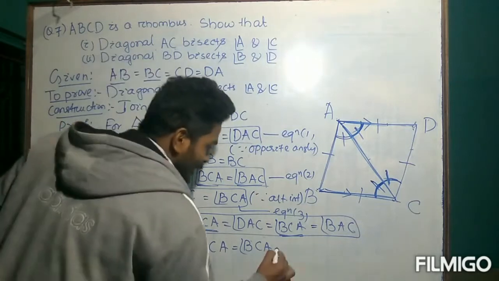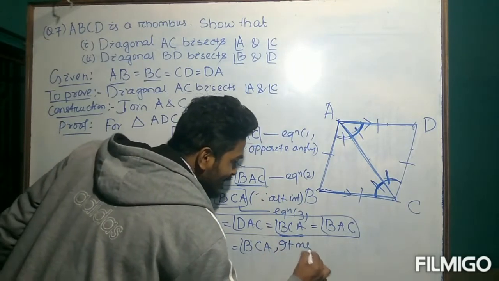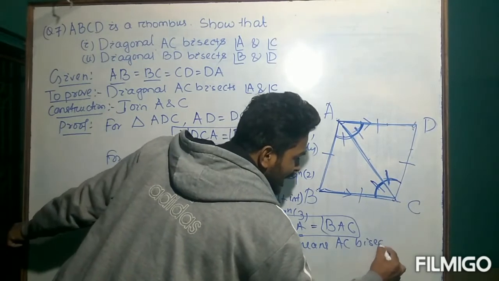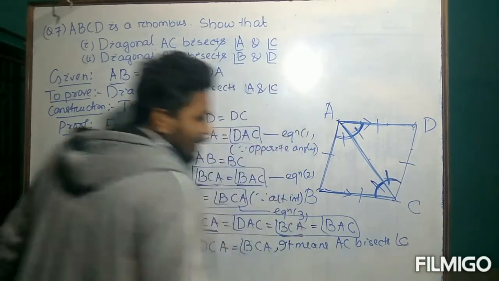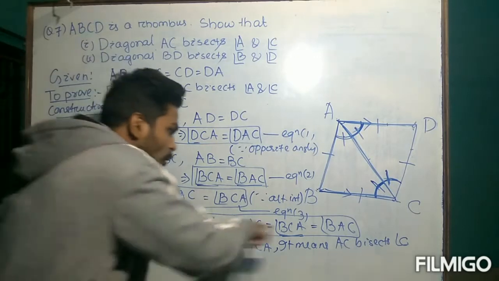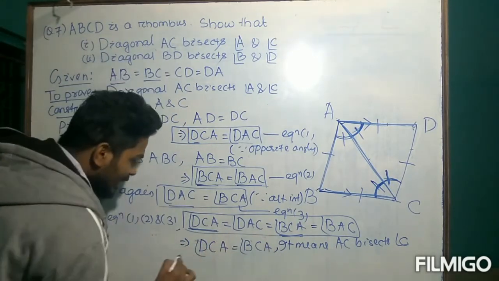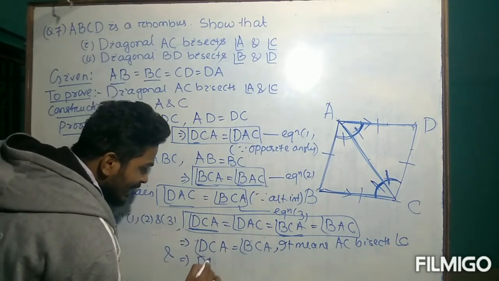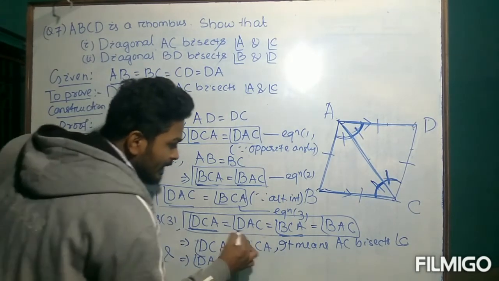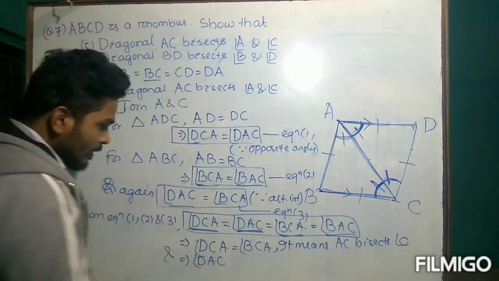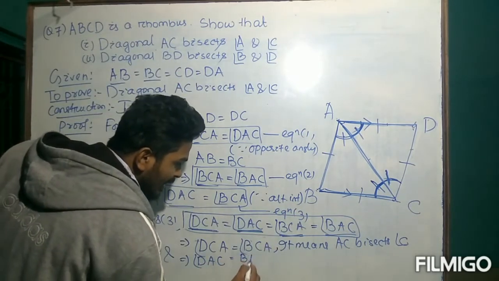Simple. So it means AC bisects angle C. Understood? Similarly, from the following conclusion, can we extract that DAC, this one, is equal to BAC? Yes, because all the four angles are equal. So DAC is equal to BAC.